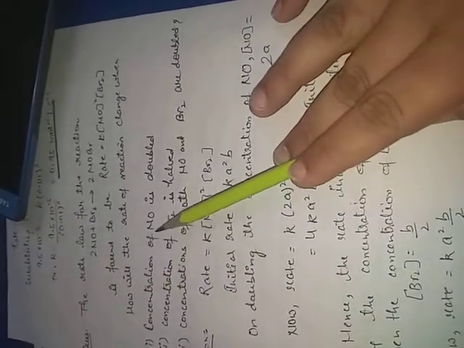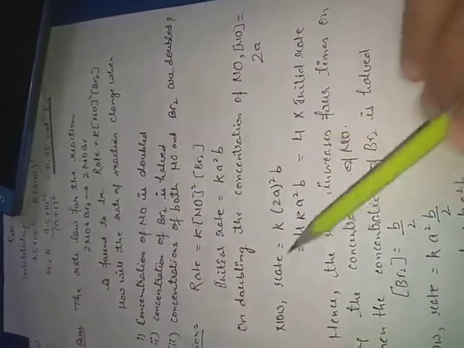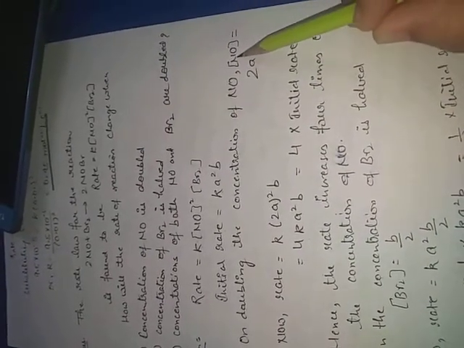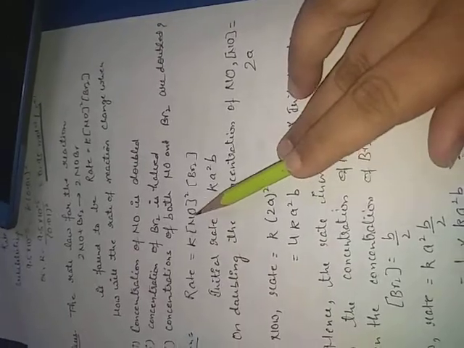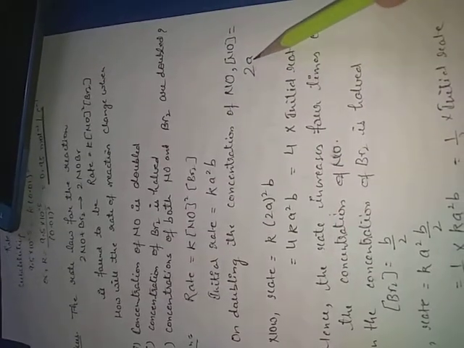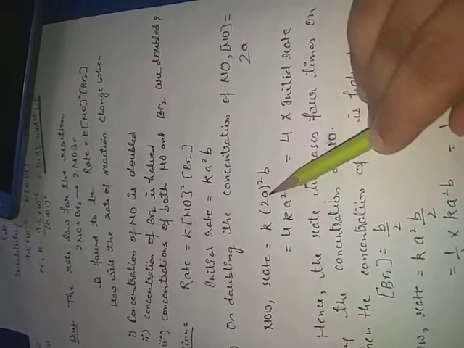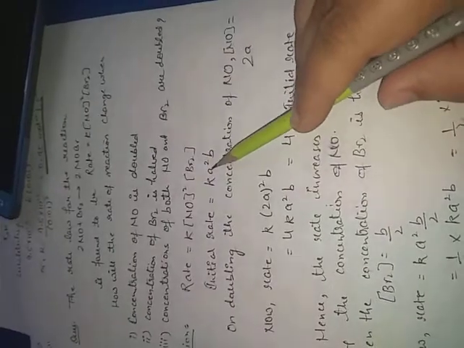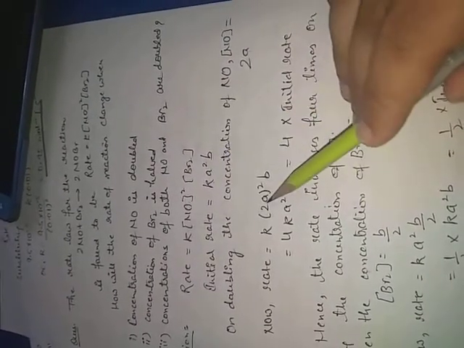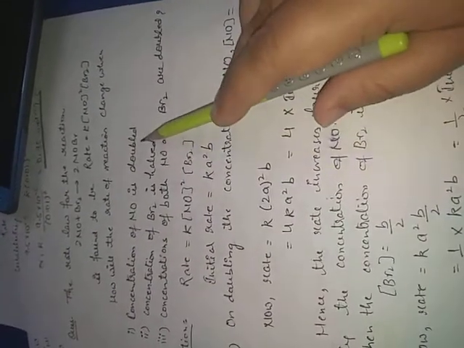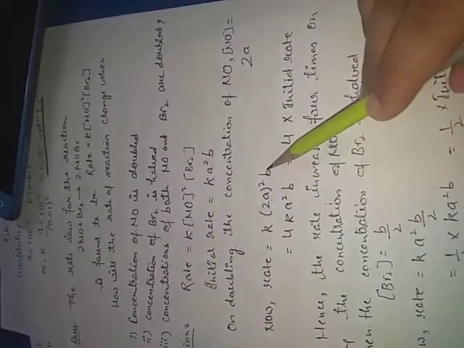So first is concentration of NO is doubled. On doubling the concentration of NO, it means it will become 2a, and new rate will be K, it will become 2a. Earlier it was a only, and now the concentration of a is doubled. It is given here, it is doubled, and b.